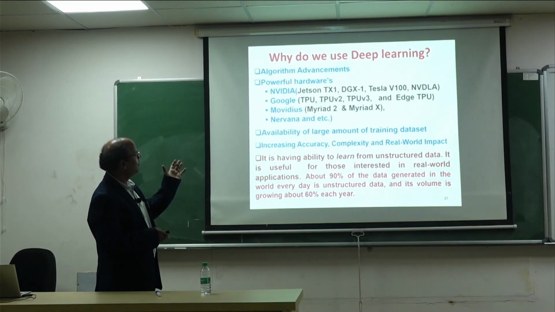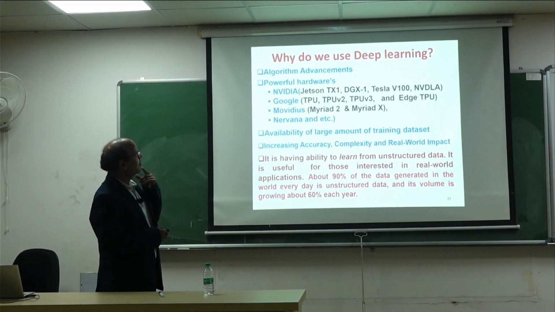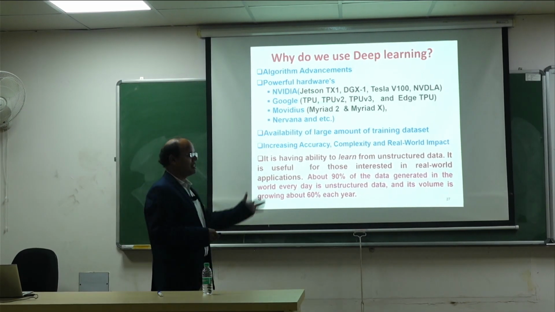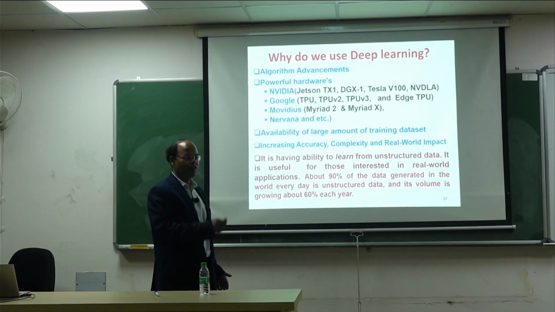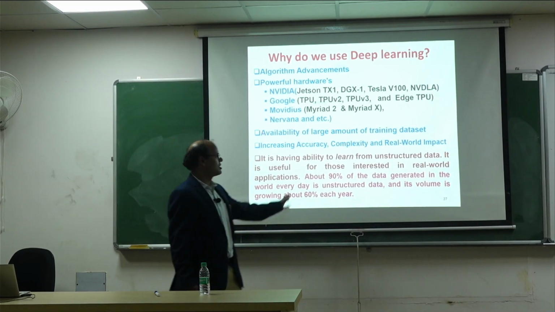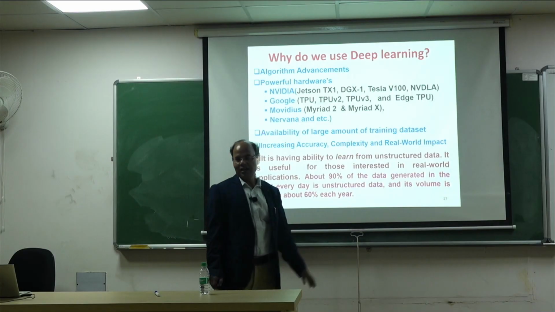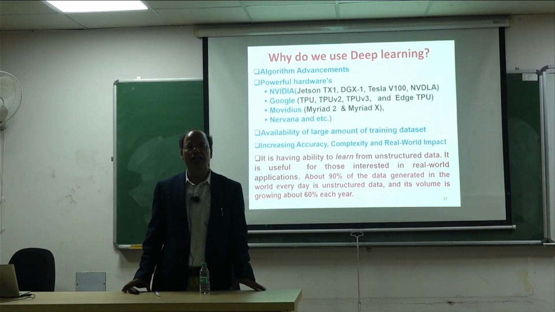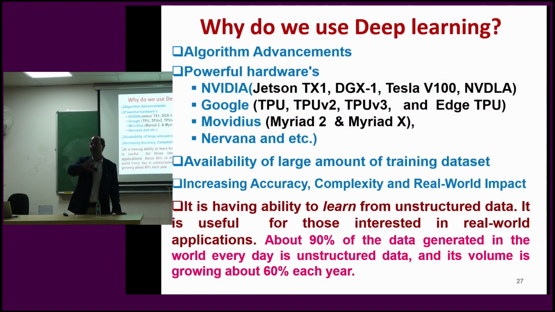I'll come back. Why do you use deep learning? Because of algorithm advancement, powerful hardware, availability of a large amount of training data, increasing accuracy and so on. And of course, the ability of learning unstructured data. Unstructured data means data for which we do not have any ground truth. We do not have any labels, right?